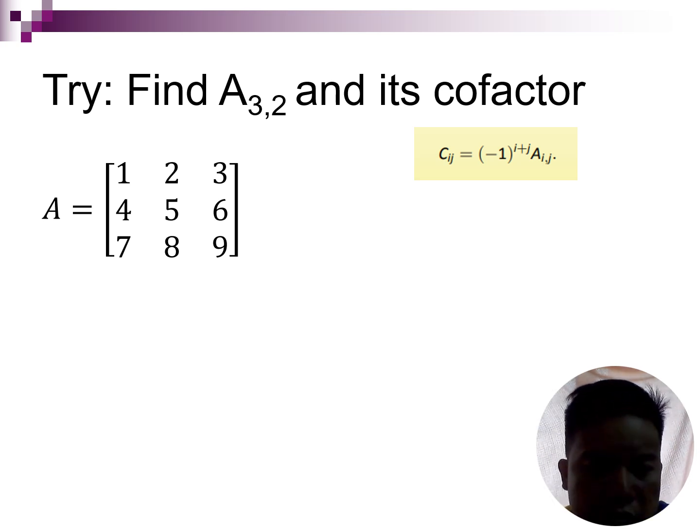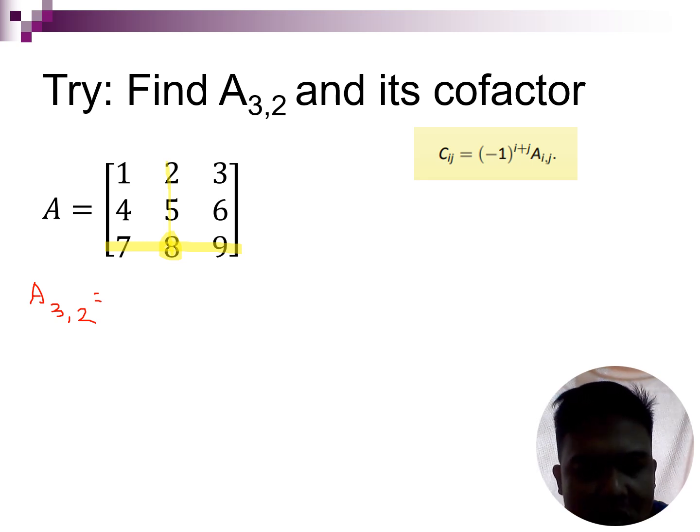So let us try determining its minor. The minor of A32. So let's try to figure out where is that A32. So we have the third row and the column 2. So that gives us 8. So the A32 is 8. So we have the minor of 8.